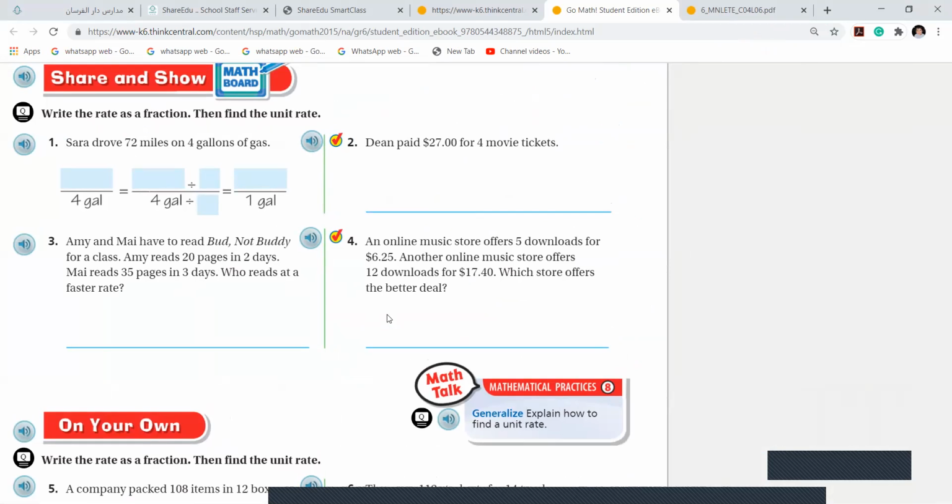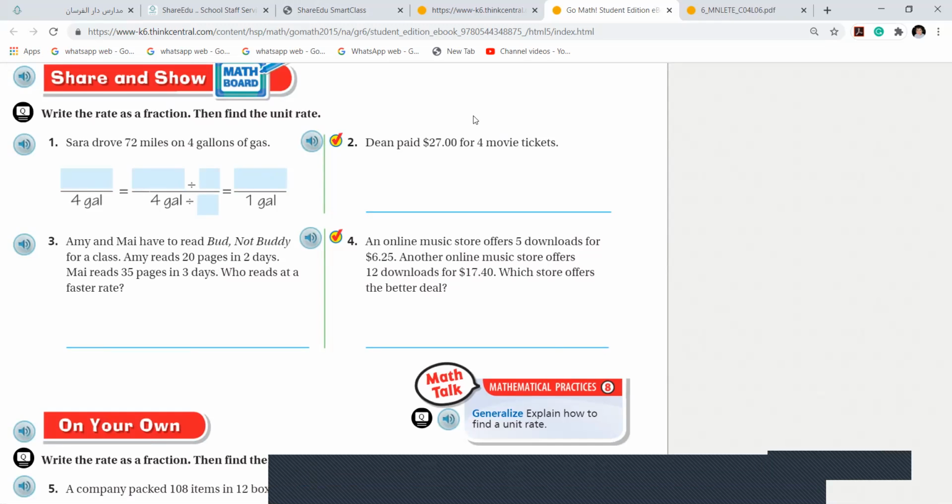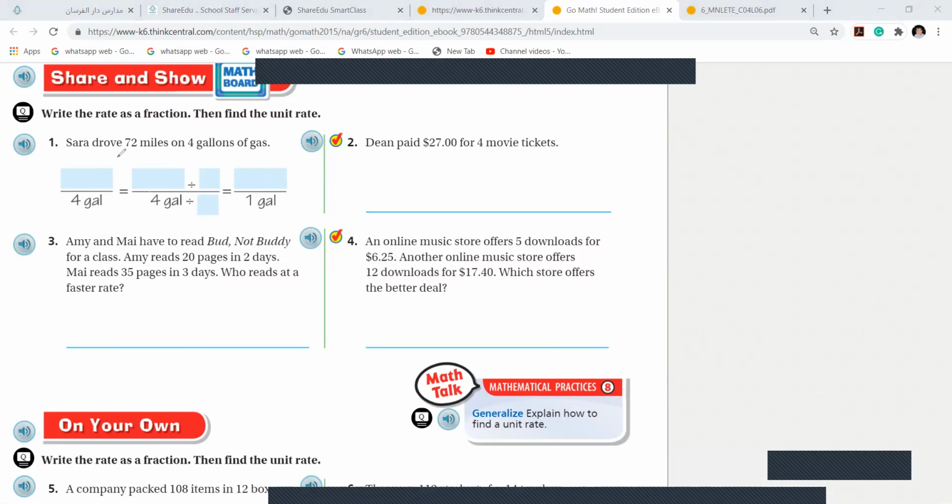Sarah drove 72 miles on 4 gallons of gas. Write the rate as a fraction, then find the unit rate. What is the meaning of unit rate? At least that you must know now. Unit rate means for one value. Like Sarah drove 72 miles on 4 gallons. So you need to know for one gallon how much? 72 divided by 4. It's this way, girls.